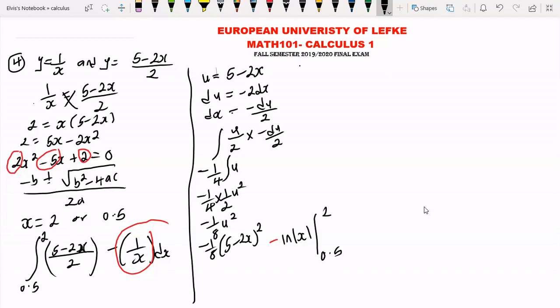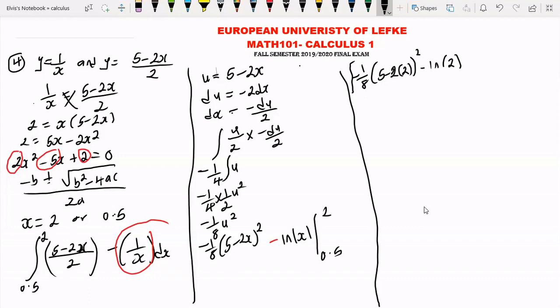Okay, guys? So, guys, you can easily evaluate this. It is very, very easy. So all you need to do, you just need to plug your upper limit, then minus the lower limit. So this is negative 1 over 8. Then multiply 5 minus 2, multiply 2. Okay, so this is for the upper limit. Then raised to the power of 2. Then minus ln of 2. Okay, so whenever you see s, you are going to plug 2. So this is for the first value, that is the upper limit.